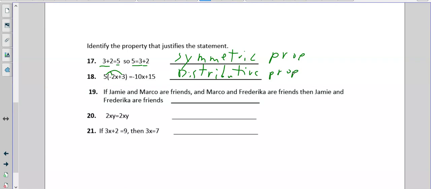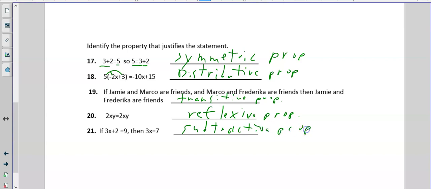If Jamie and Marco are friends, and Marco and Frederica are friends, then Jamie and Frederica are friends. Okay? That's the transitive property. 2xy equals 2xy. You're looking at yourself. You're seeing a reflection. That's the reflexive property. If 3x plus 2 equals 9, then 3x equals 7. That's the subtraction property, because you subtracted 2 from both sides. And there you go. That's it.